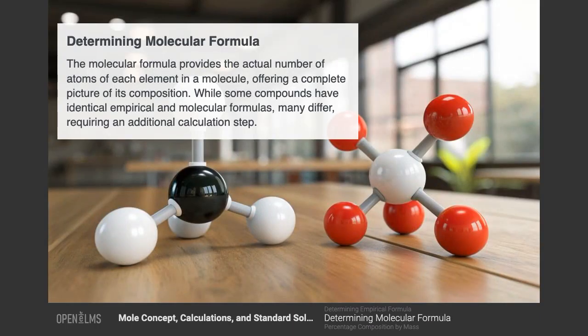Determining molecular formula. The molecular formula provides the actual number of atoms of each element in a molecule, offering a complete picture of its composition. While some compounds have identical empirical and molecular formulas, many differ, requiring an additional calculation step.